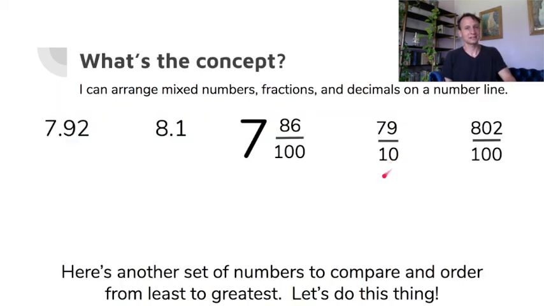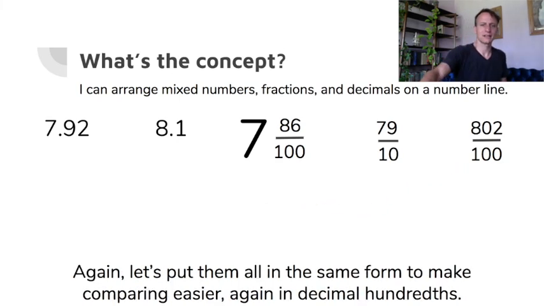This is the kind of stuff I warned you about. Here's 5 numbers: one in decimal form to the hundredths, one in decimal form to the tenths, a mixed number to the hundredths, an improper fraction in tenths, and an improper fraction in hundredths. Okay, so let's take a minute and look at this one.